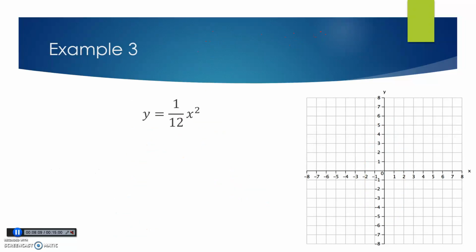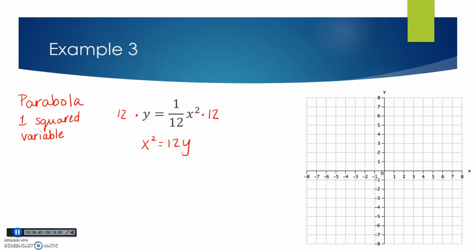All right. y equals 1/12 x squared. Now, I know right away that this is a parabola because it only has one squared variable. So I need to get my x squared by itself, so I'm going to multiply both sides by 12, and I'm going to get x squared equals 12y. I need my focus. Remember, it only has one, so it's just one focus. And I'm going to do 12 equals 4a. So I'll get a equals 3.